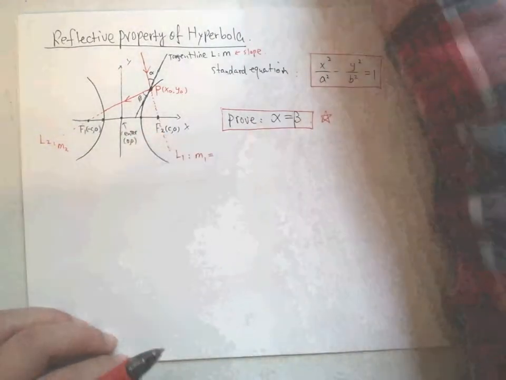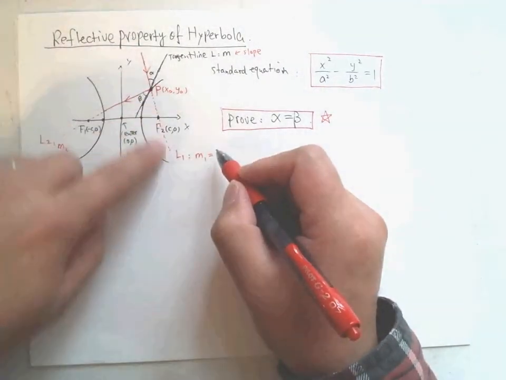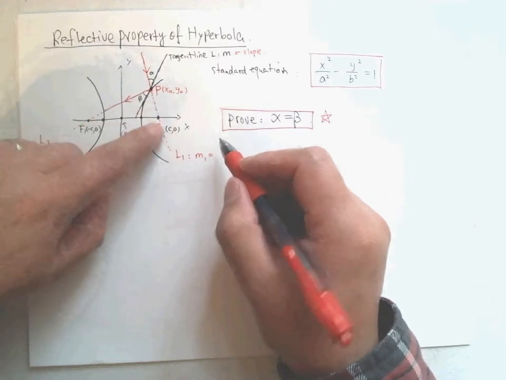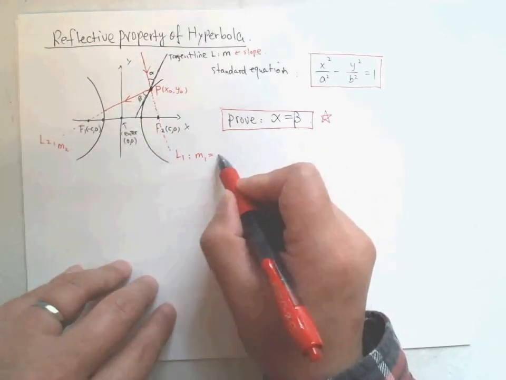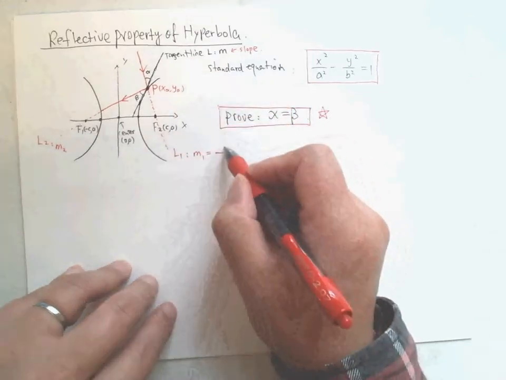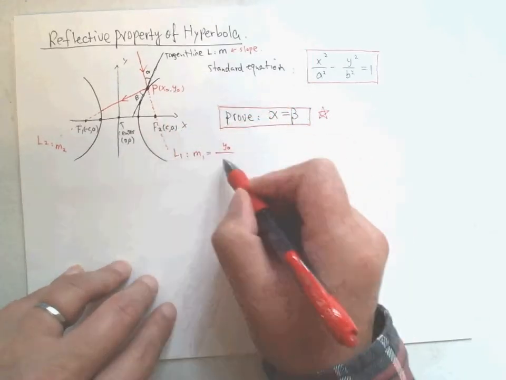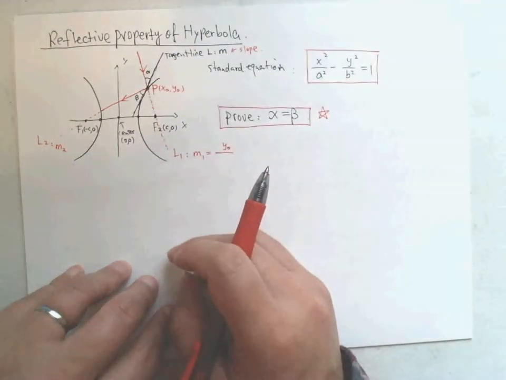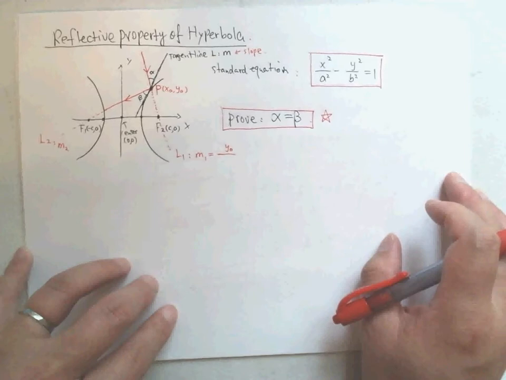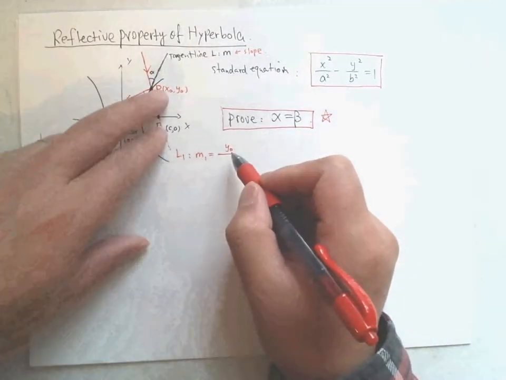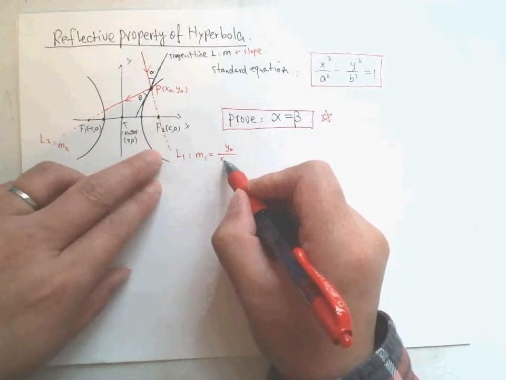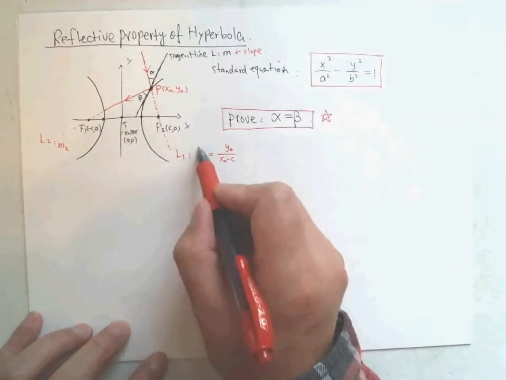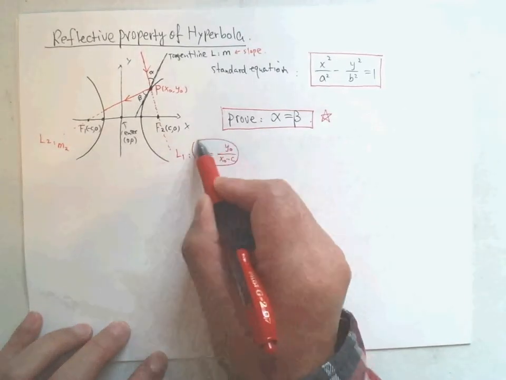Good. Then I can find the slope for L1, which is P to F2. I use P minus F2. What is this? We get Y0 minus 0, which is Y0, over X0 minus C. So X0 minus C. That's good. This is important. This is M1. It's important that we use this.